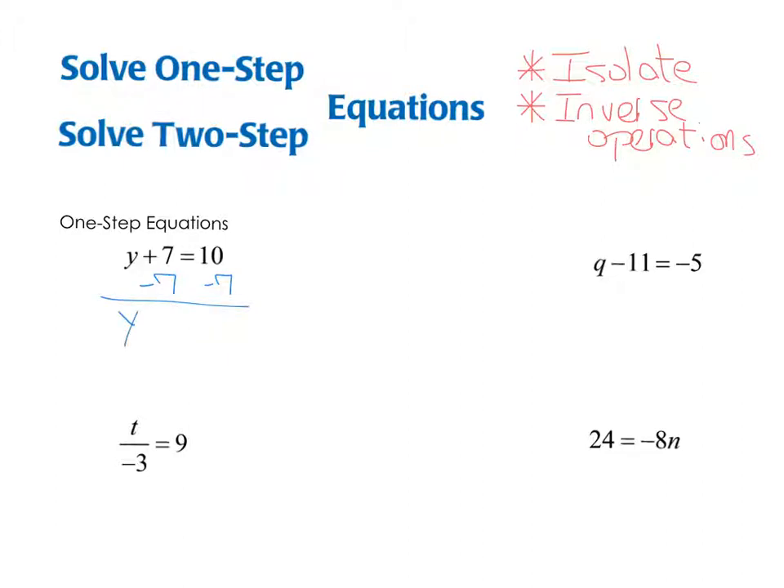Y, then plus 7 minus 7 becomes 0. We do not write that 0. I bring down my equal sign. Never lose your equal sign. And 10 minus 7 is 3.